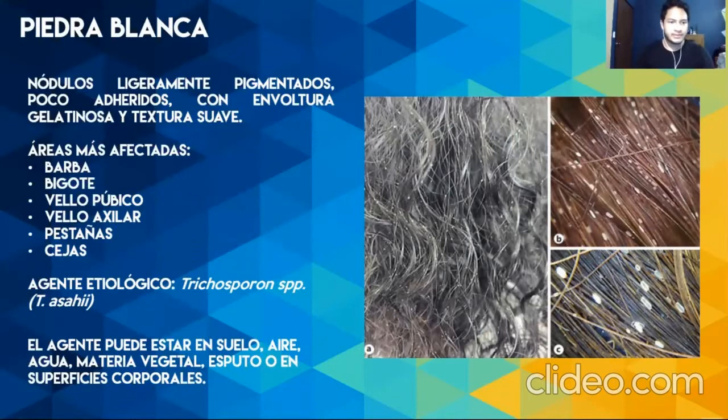It affects the beard, the mustache, the pubic hair, the axillary hair, the eyelashes, and the eyebrows, and the etiological agent is Trichosporon species, mostly Trichosporon asahii. Others say that Trichosporon ovoides is the one responsible for the least common infection of white piedra in the scalp. The source of infection can be in the soil, air, water, vegetable matter, sputum, or on the body surface.